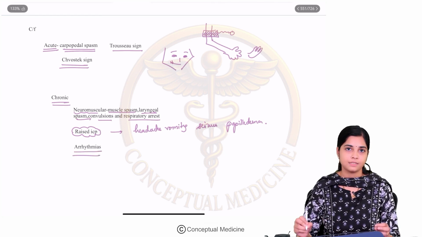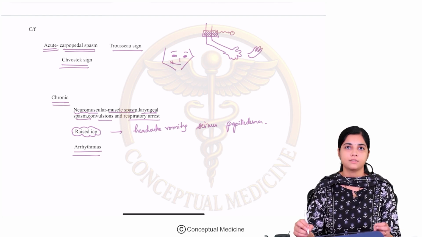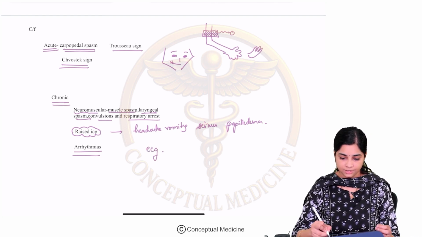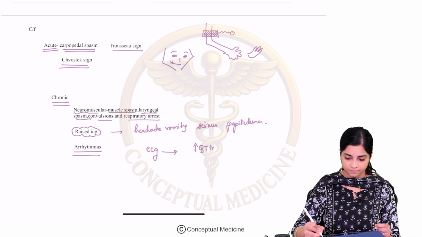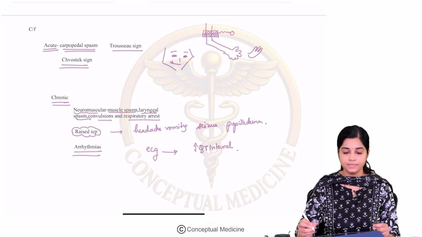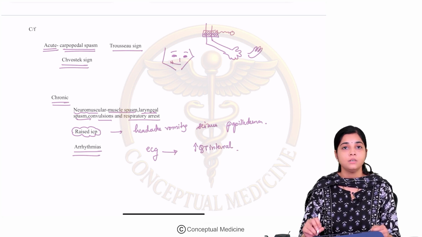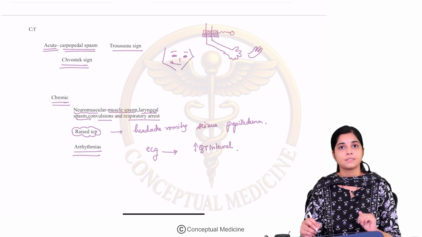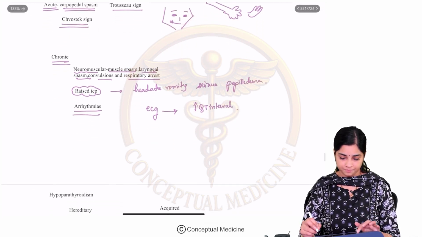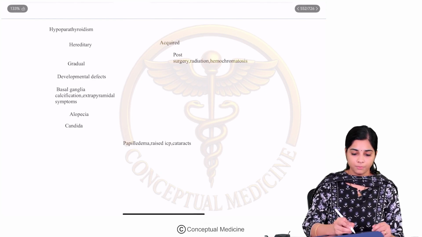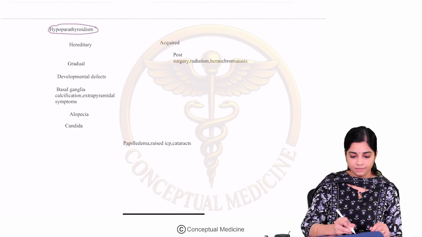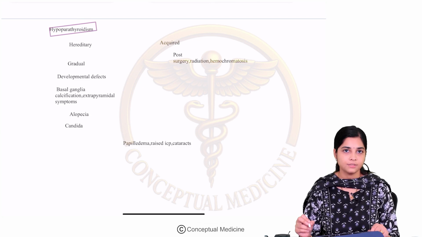Apart from that, hypocalcemia predisposes to arrhythmias. And what will you see on the ECG in a patient with hypocalcemia? You will find prolonged QT interval. So in the ECG in a patient with hypocalcemia, you are going to find long QT interval. Okay, so this is about the different clinical features. Now let us move on to the most important of the causes for hypocalcemia, which is hypoparathyroidism.